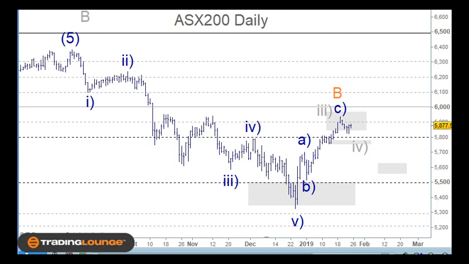And with the ASX 200 here, in very simple terms, the move up off the current low here is in three waves. There's an A wave, a B wave, and a C wave. So it can fail from this point, and it can move all the way down and make a new low here.